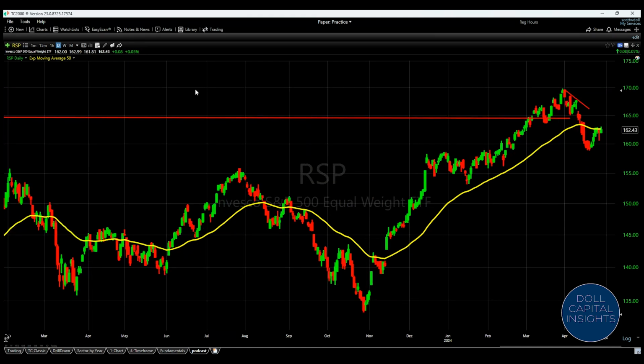One more chart. This is the S&P 500 equally weighted index. So instead of having 6 or 7 tech stocks that are representing 30% of the index like we've been experiencing with the S&P 500, this gives all 504 stocks actually in the S&P 500 an equal weight. So it gives you an idea of what all the other stocks are doing.